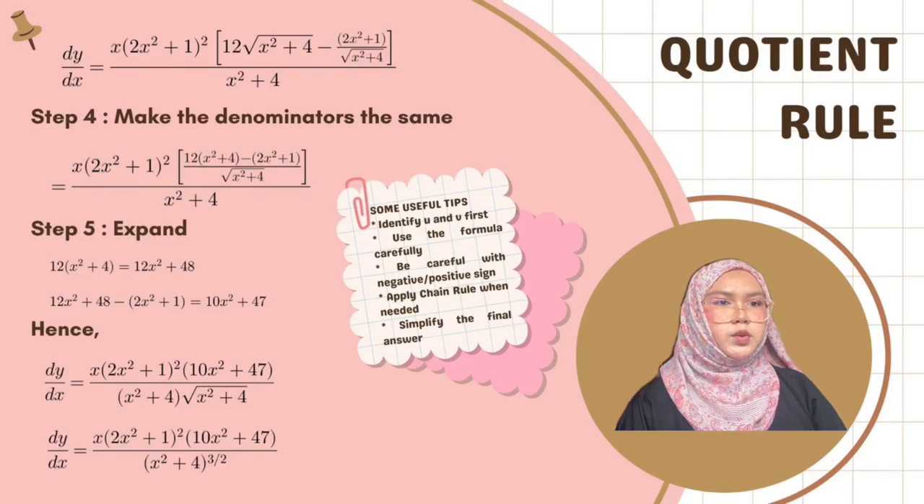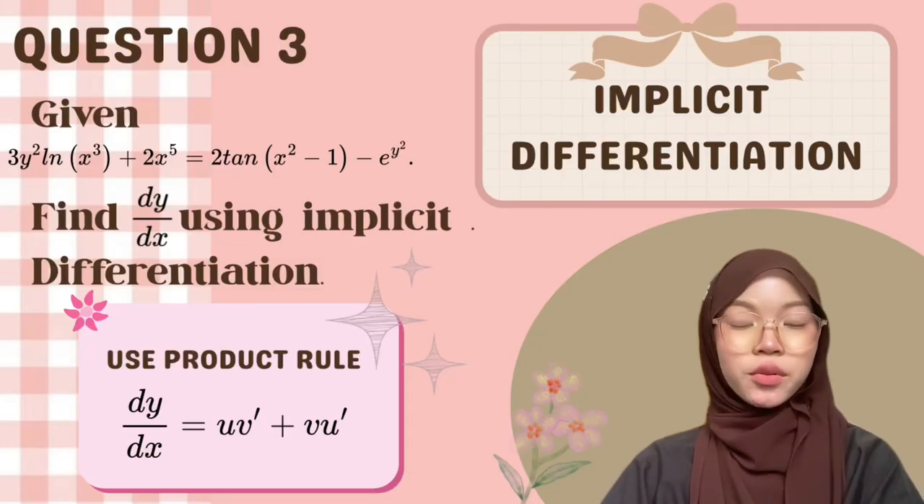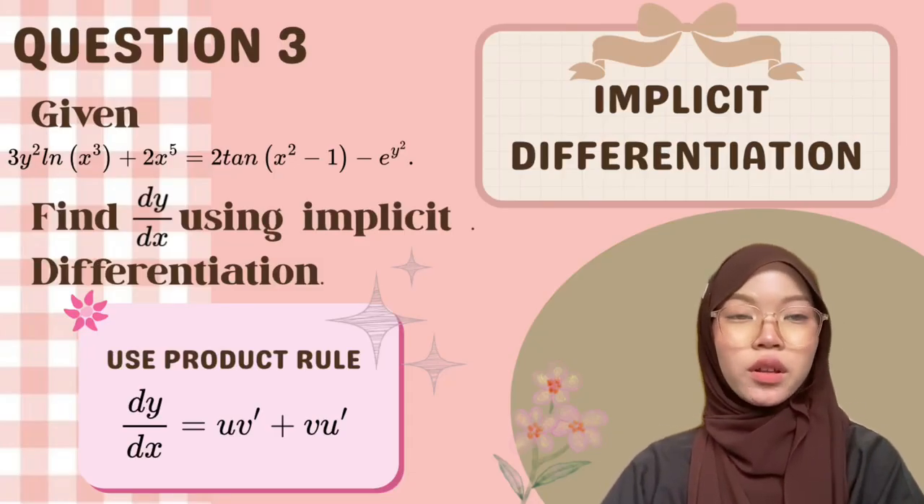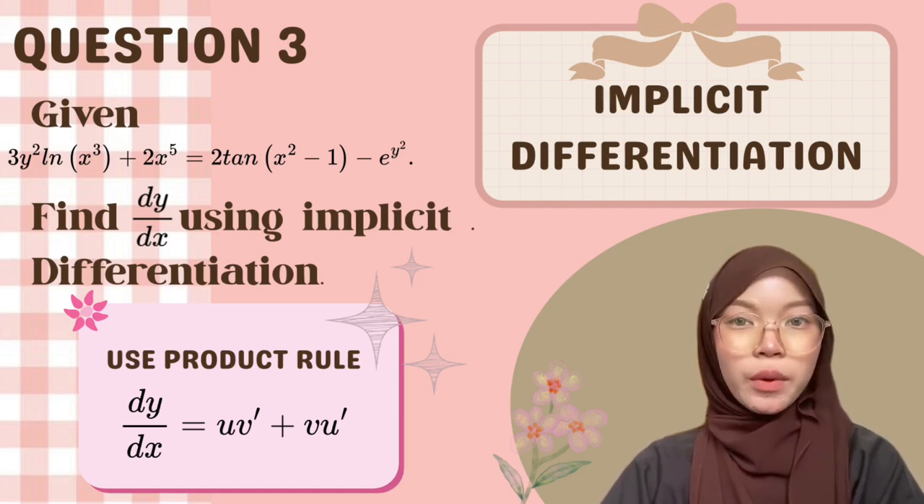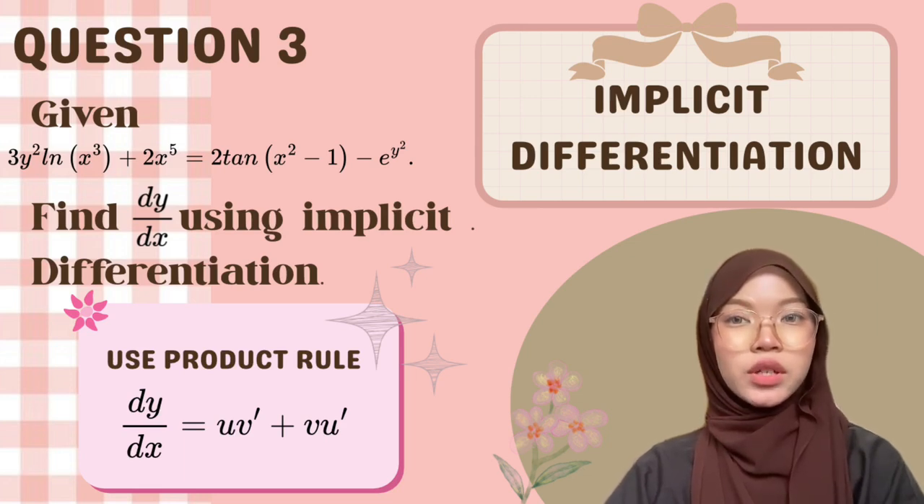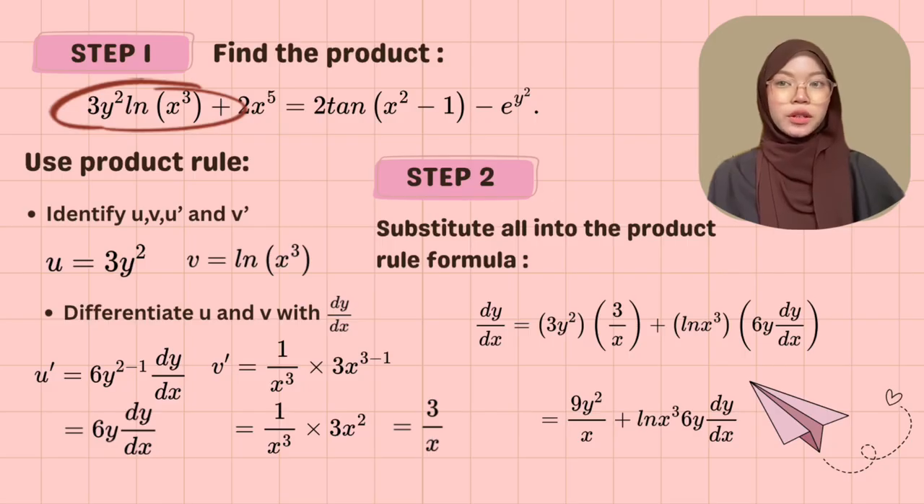Okay, so let's move on to question 3, which is: given 3y squared ln x^3 + 2x^5 equals 2 tan(x squared − 1) − e^(y squared), find dy/dx using implicit differentiation. So step 1, find the product. The product is 3y squared ln x^3, u equals 3y squared, v equals ln x^3.